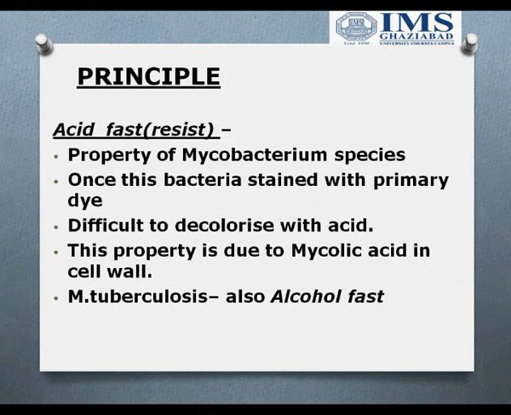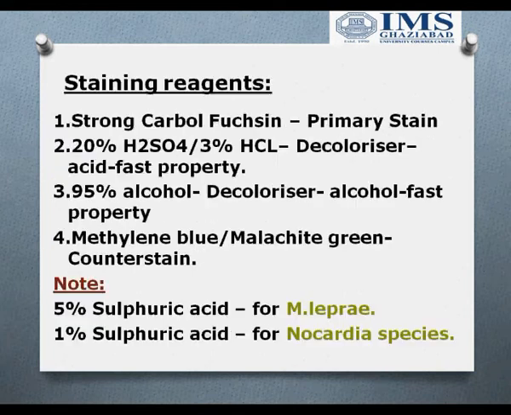Mycobacterium tuberculosis, which is the causal agent of tuberculosis, is also alcohol fast. Staining reagents: as we need some staining reagents in Gram staining, likewise here also staining reagents are there. First is strong carbol fuchsin, which is used as the primary stain, which gives color to the bacterial culture. Then we will use 20% sulfuric acid, or we can use 3% HCl, which will act as a decolorizer, meaning it decolorizes the stain if it has a possibility to lose the color. It is having acid fast property.